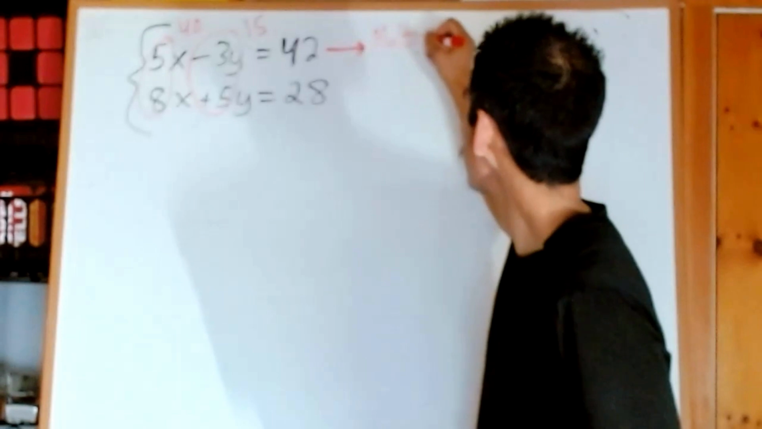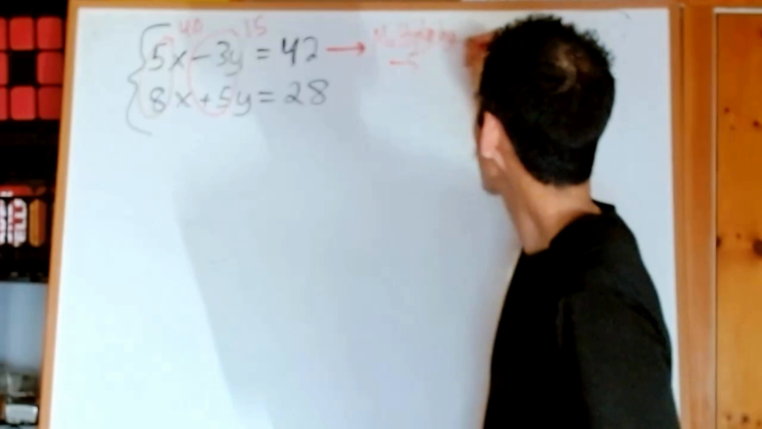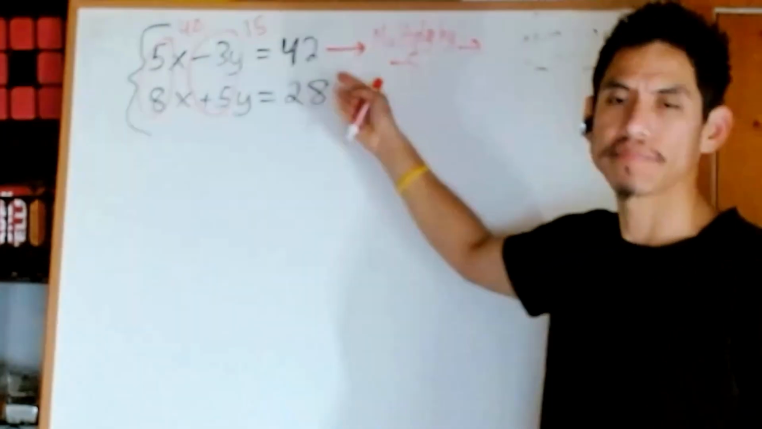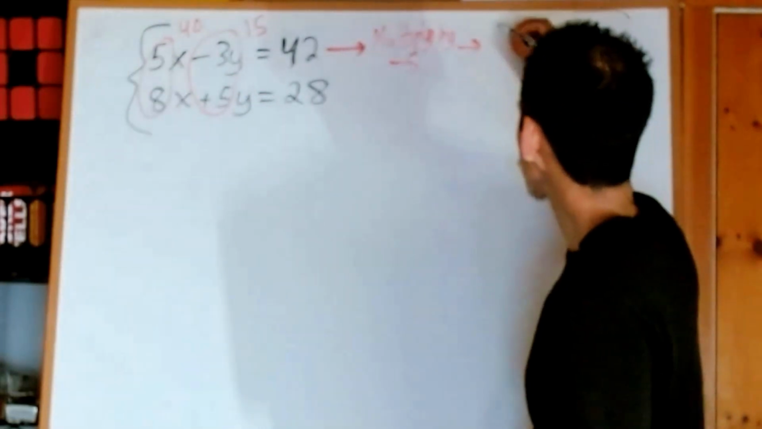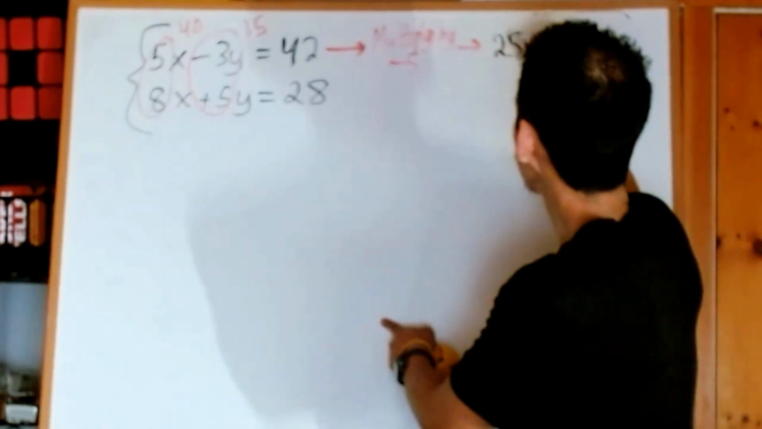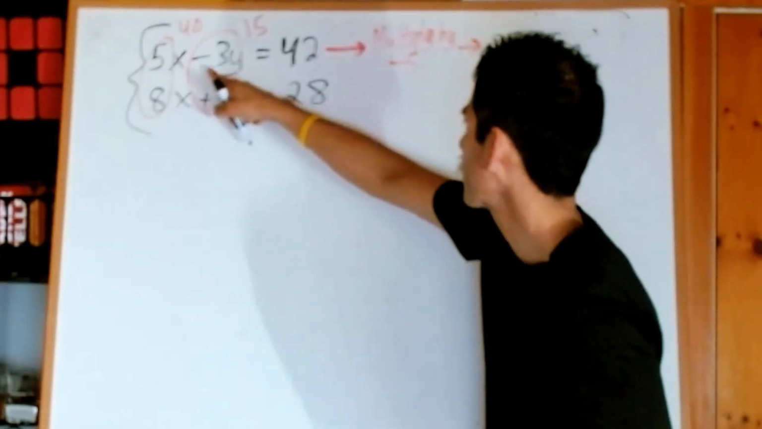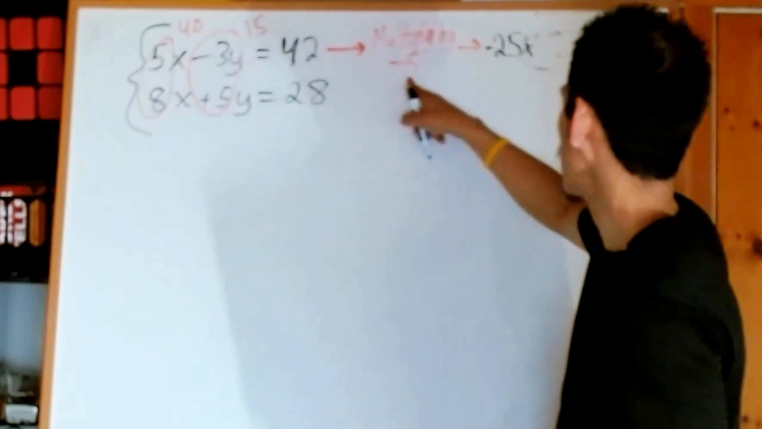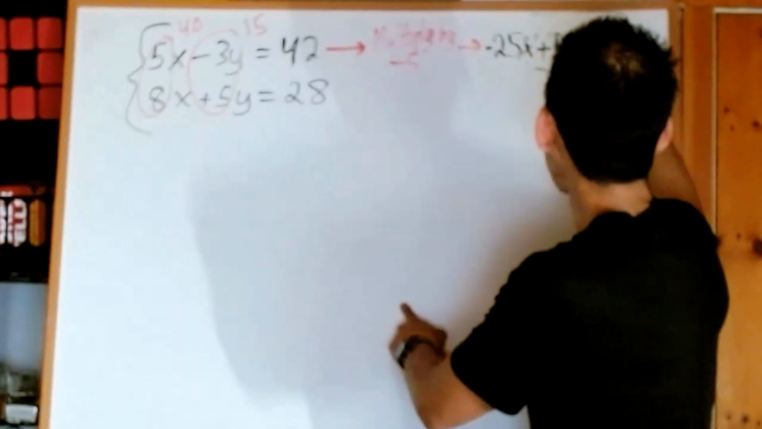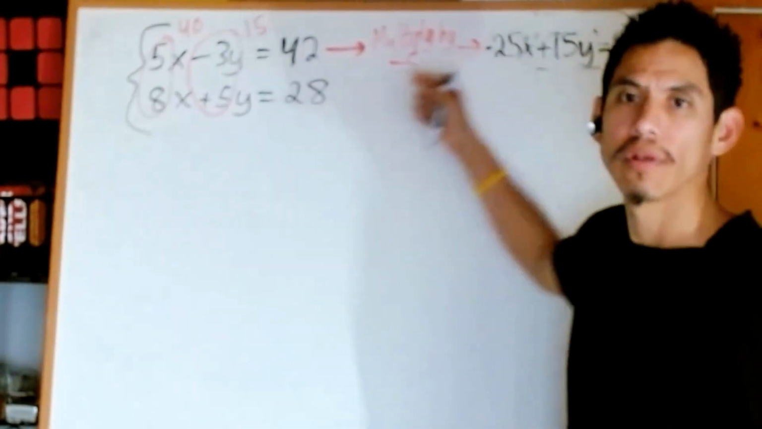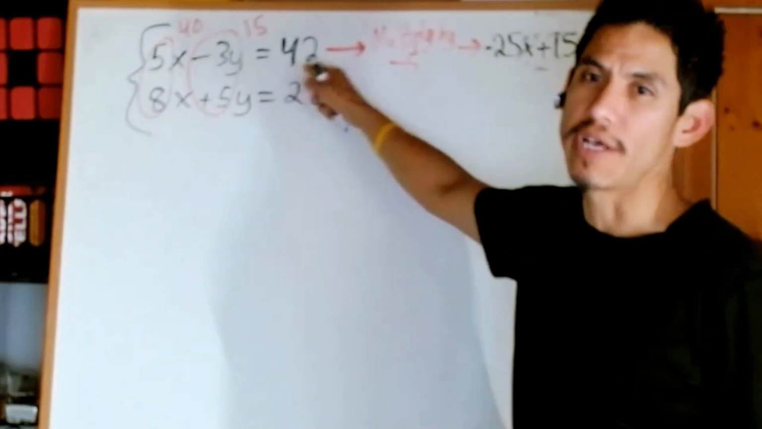So multiply by negative 5. And then negative 5 times 5x will be, I mean, negative 25x. And then a negative 3y times a negative 5 will be 15y. And then 42 times negative 5 will be negative 210.